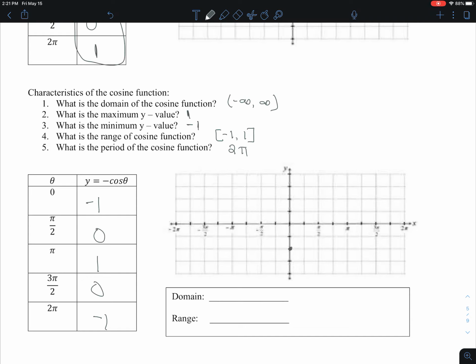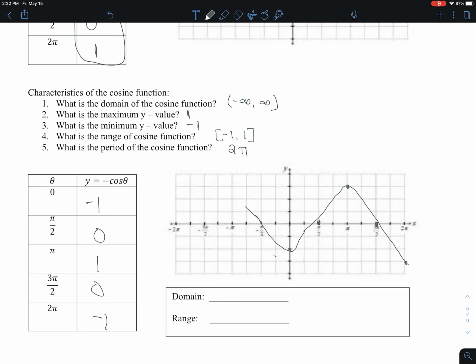So negative cosine would start at negative 1. It would go to 0. It would go to 1, back to 0, and back to negative 1. It sort of looks like an upside down parabola. But unlike a parabola, it keeps going on and on and on. So it would start to go back up. And that is so wrong. Sorry. So here we go back up to pi over 2.